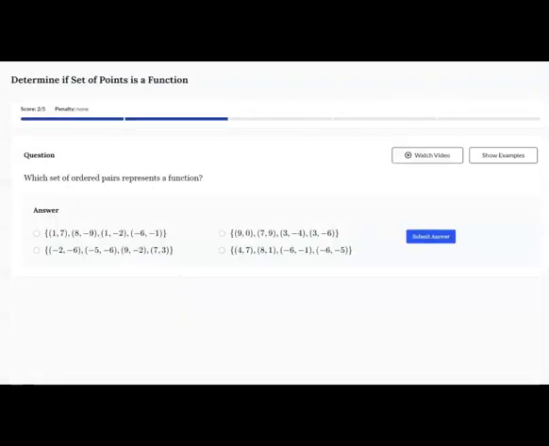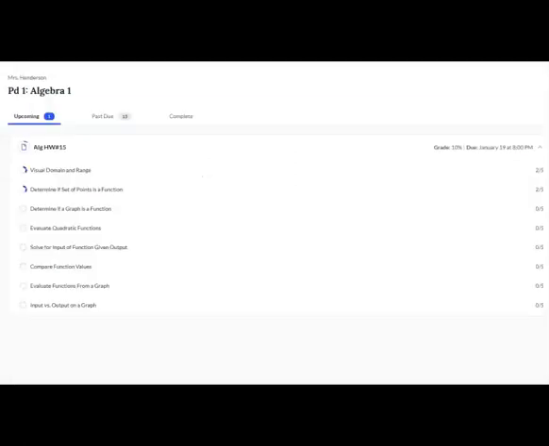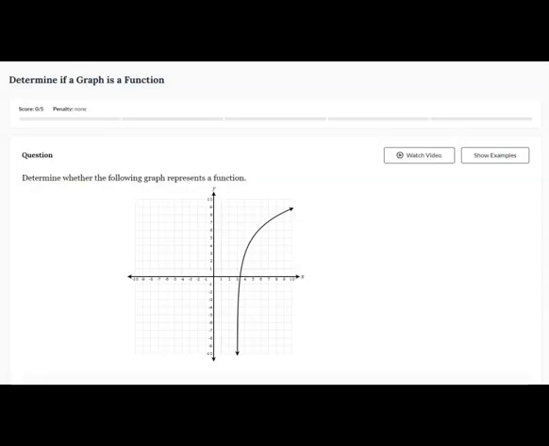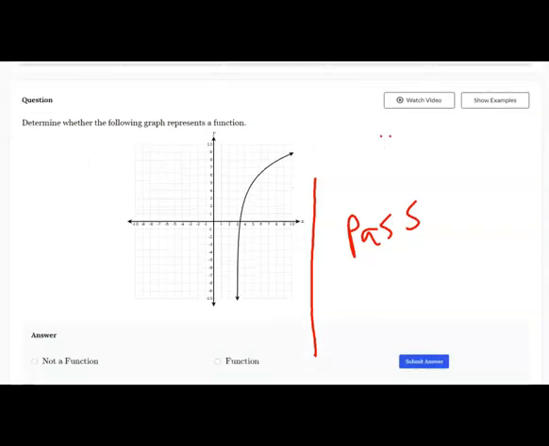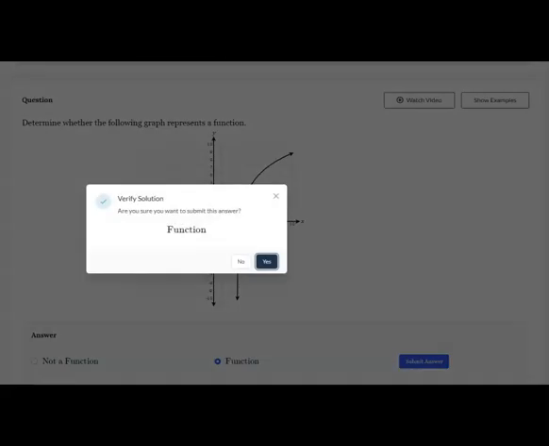Let's take a look at the third section on the homework. Determine if a graph is a function. For this, you draw a vertical line or hold your pencil up to the graph and slide it from left to right. If you do not touch the graph twice, you pass the vertical line test. Select function or not a function from the menu below and submit your answer.